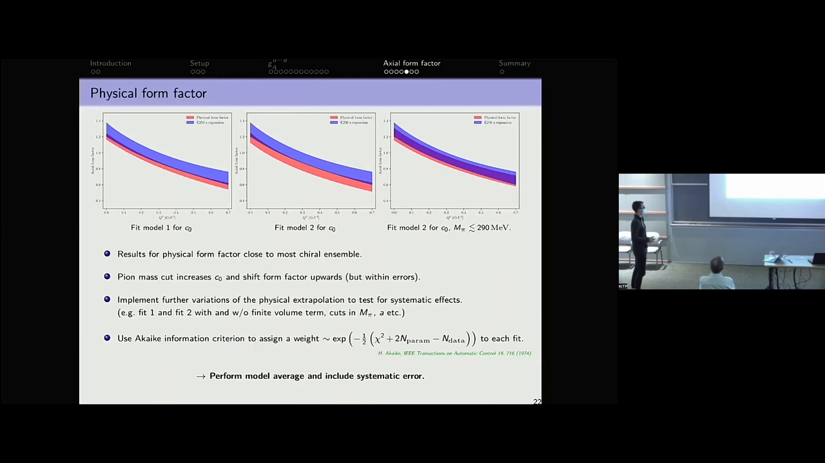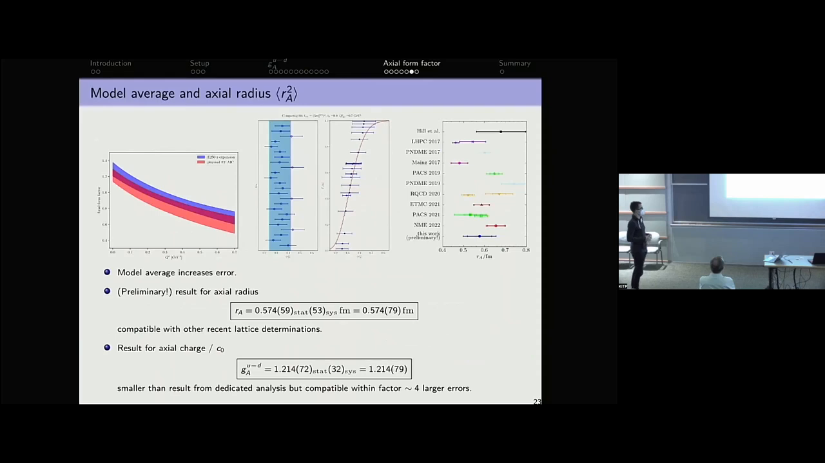This is shown on this slide. So the left plot is what you obtain for the physical form factor after doing this model average with the full error. This again increases the error by quite a bit, but it now should cover all these uncertainties in the extrapolation. We also obtain, of course, a result for the axial radius. So this is basically shown here. These are all the model variations that enter right now.